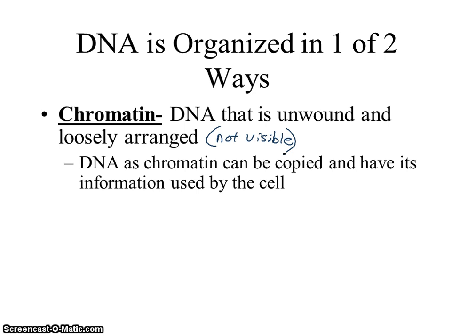When DNA is arranged as chromatin, it may be being used in some way. Maybe it's being copied, or maybe its genes are being used by the cell to make proteins. So when DNA is unwound as chromatin, it's not visible, and that's the part of the cell cycle when the cell is actually using the DNA and the information in it.